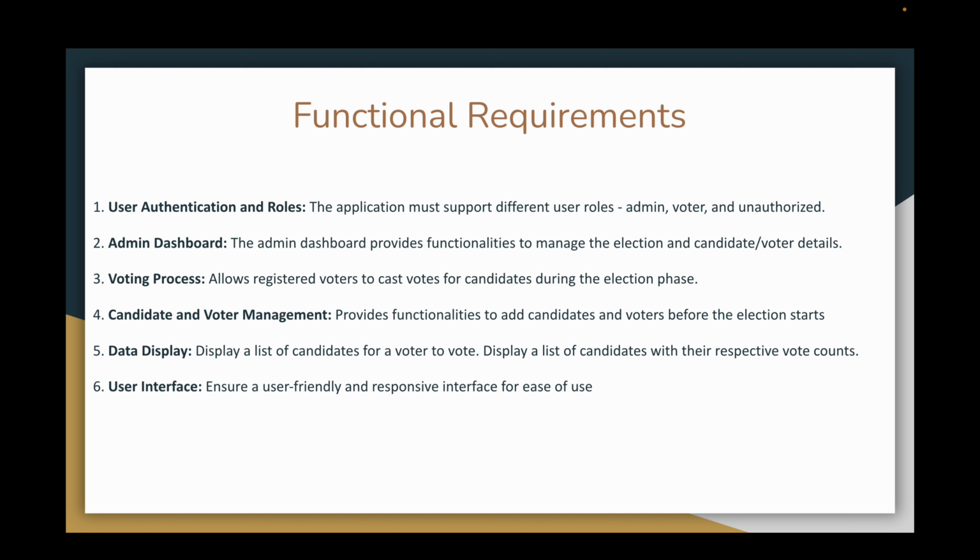So, what are the functional requirements for our application? First and foremost, it's user authentication and roles. Giving different roles is very important so that we know who can handle the elections, who can vote, and who is not authorized to access any of these features. Then we have an admin dashboard where you can manage voters, where you can manage candidates, and where you can see the results. Then there is the voting process itself, which allows users to cast a vote. Candidate and voter management, again, adding voters, adding candidates, making sure that no one who isn't authorized is voting or no one is voting even twice.